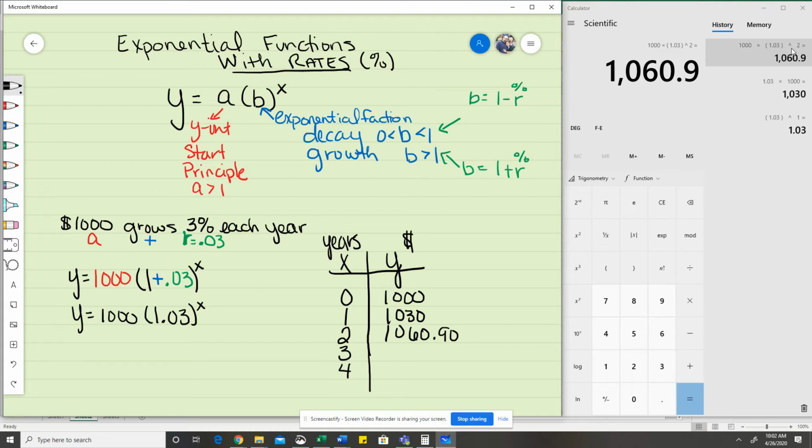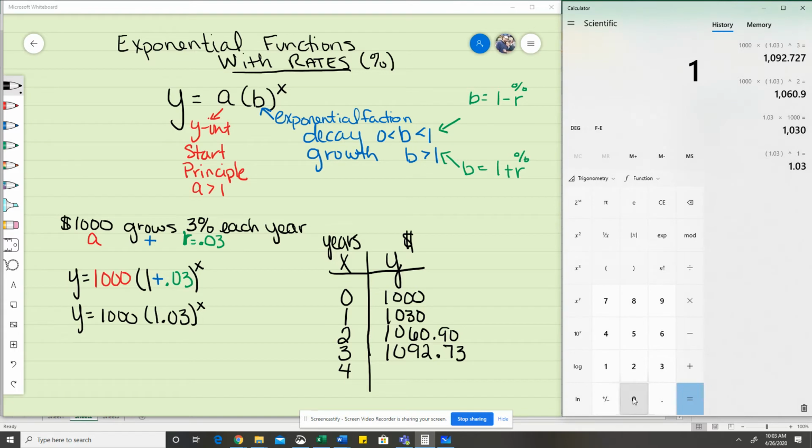Okay. Let's go ahead and look 4 years out. So at 3 years, 1,000 times 1.03 to the third power, we have $1,092.727. So we're going to round that to the nearest penny because we're talking about money, so $1,092.73.